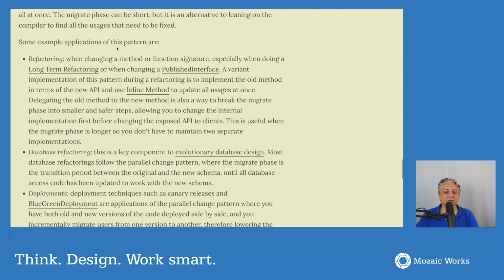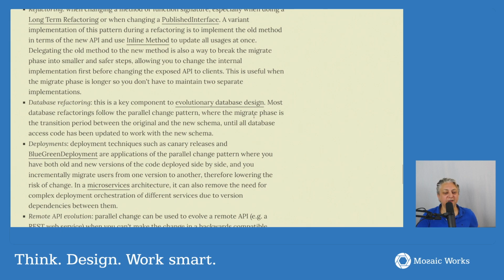Some example applications of this pattern are refactoring, when changing a method or function signature, especially when doing a long-term refactoring, or when changing a published interface. A variant implementation of this pattern during a refactoring is to implement the old method in terms of the new API and use inline method to update all usages at once. Delegating the old method to the new method is also a way to break the migrate phase into smaller and safer steps, allowing you to change the internal implementation first before changing the exposed API to clients. This is useful when the migrate phase is longer, so you don't have to maintain two separate implementations.